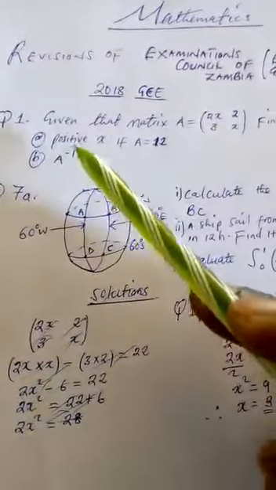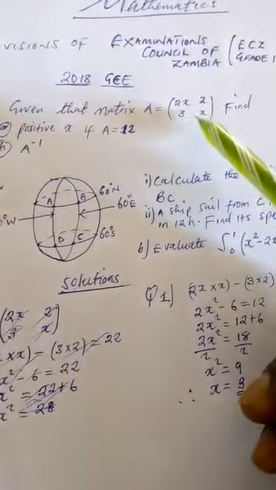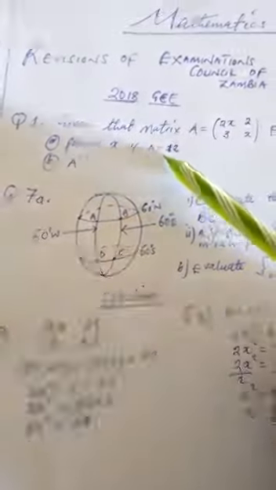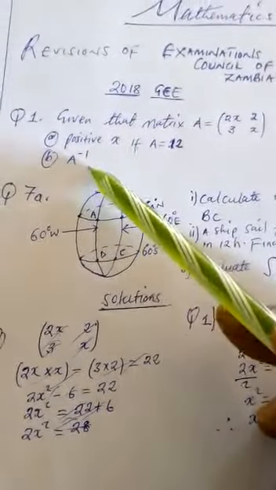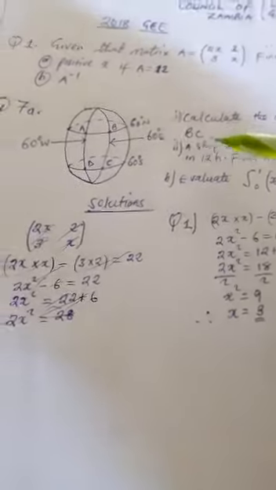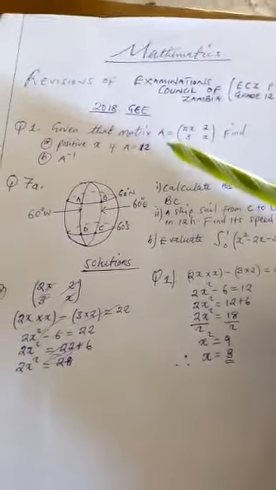So question number 1 reads, given that matrix A is 2x, 2, 3, and x, find the positive value of x if the determinant of A is 12, then B, find the inverse of A. Then we also have a 7th question here. So let's go direct to the solutions of question number 1.